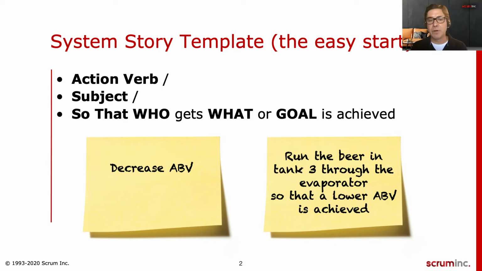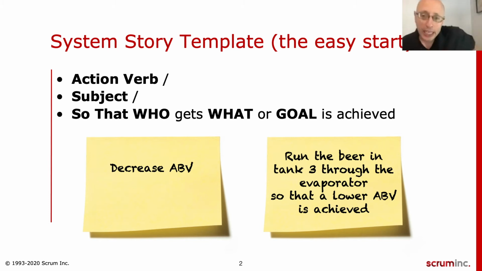Now, one thing I want to bring up here, and it's interesting because you still have the focus, obviously, on value. You understand the why, you have context, you know the goal. But I can imagine somebody looking at this example that you put up here of run the beer in tank 3 through the evaporator so that a lower ABV is achieved. And they could question, well, doesn't this step on the how that is the purview of the team? So I'm curious how you answer that.